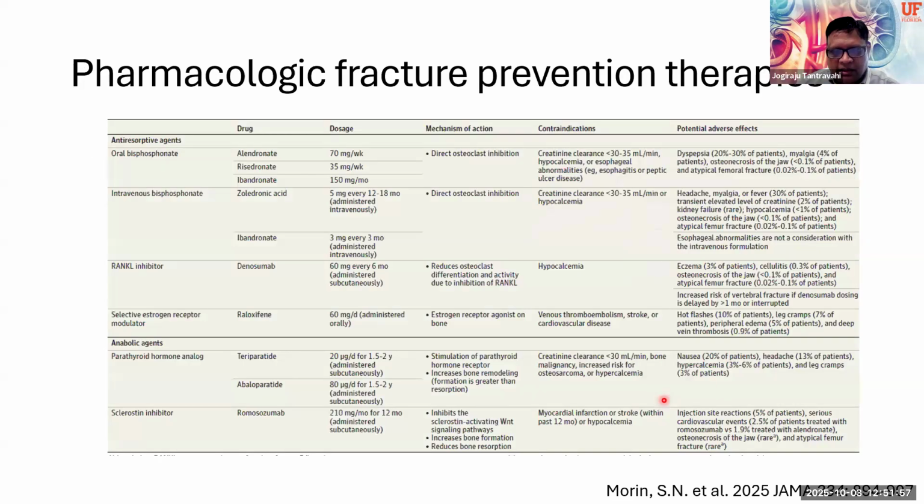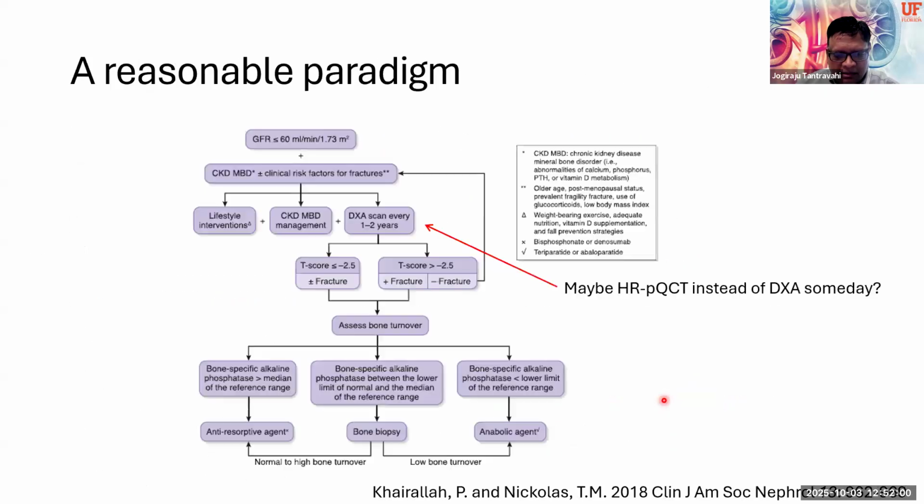Sure, yeah. Hopefully no one's getting a seizure from my moving these slides so fast. But I think that was the point that Dr. Nickolas and his colleague made here. Between the lower limit of normal and the median of the reference range, even if you add PTH, this is where you're going to have to do the bone biopsy. But again, maybe I'm putting too much hope in this HR-pQCT modality. I'll admit to that. But our ability to do invasive procedures has just become so limited that we have to look for something else.